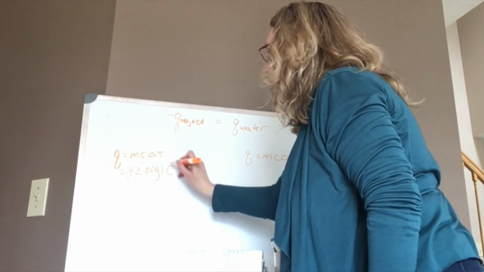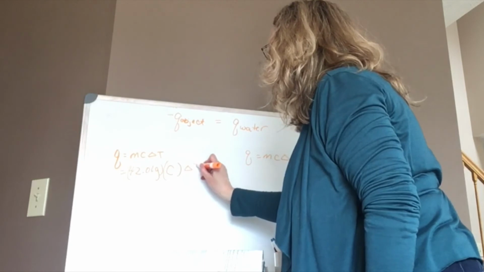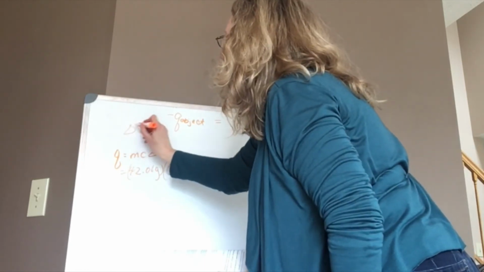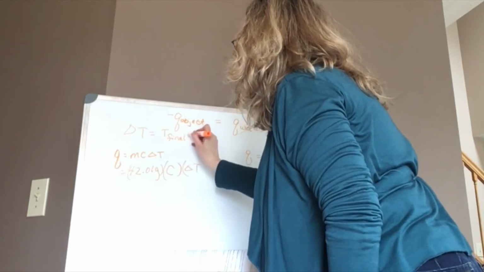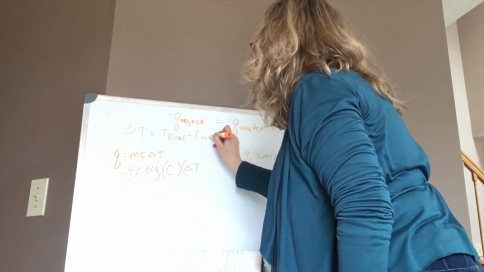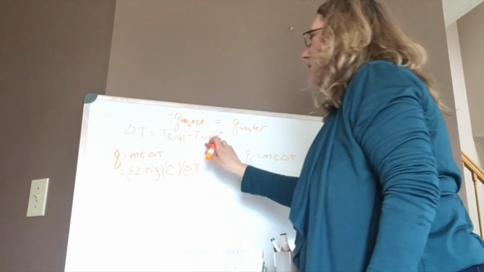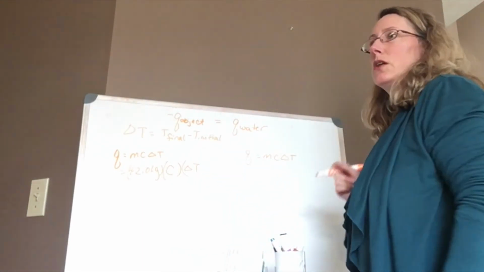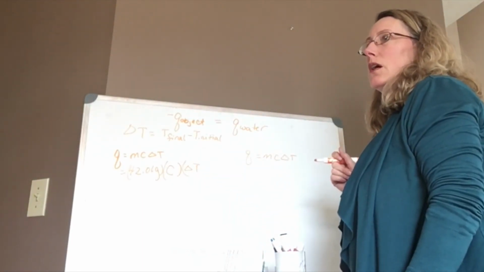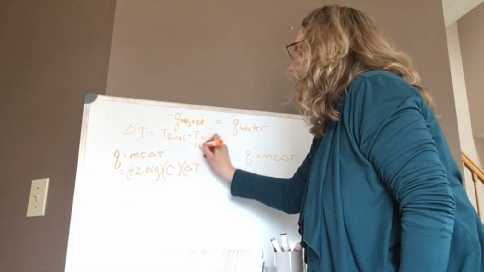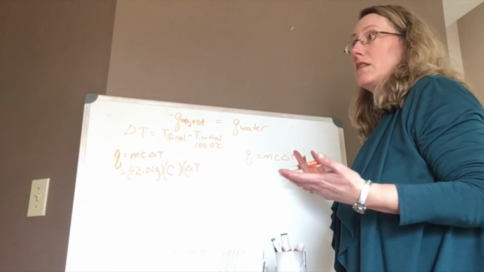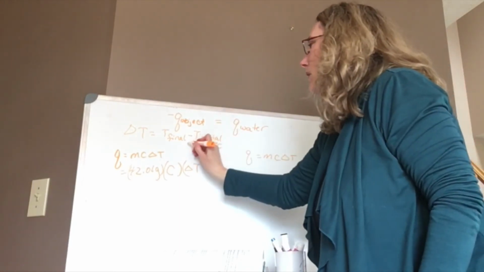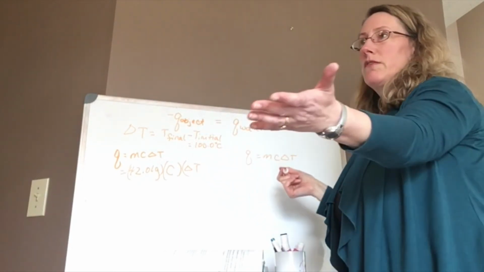And so what is our delta T going to be? Let's figure out the delta T. It's going to be the temperature final minus the temperature initial. What was the initial temperature of the rock when we dropped it in there? 100.0 degrees Celsius, because it was in boiling water, so we know that the temperature is 100. Okay, what's our final temperature of the rock now?